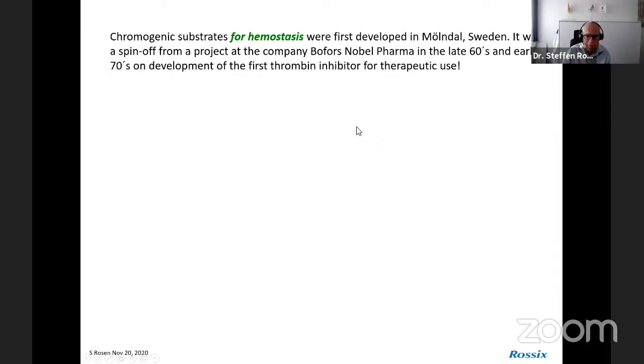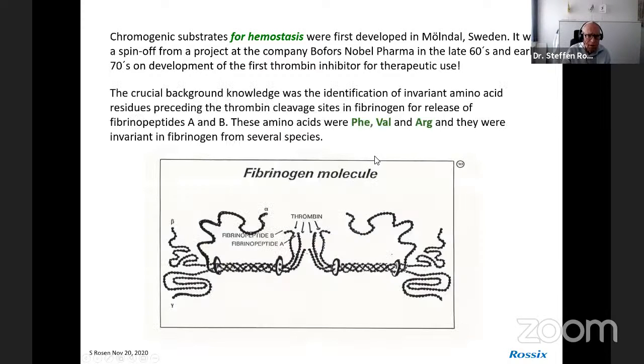Alfred Nobel founded the company Bofors to make dynamite, and some of the income and profits were invested in the pharmaceutical industry. The crucial background knowledge was identification of invariant amino acid residues preceding the thrombin cleavage sites in fibrinogen for release of fibrinopeptides A and B. These amino acids were Val and Arg, and they were invariant in fibrinogen from several species.